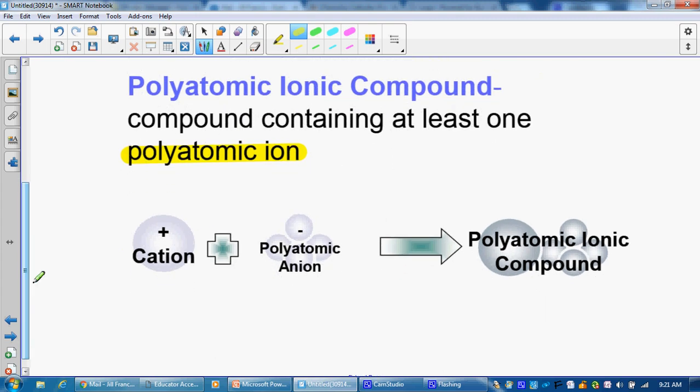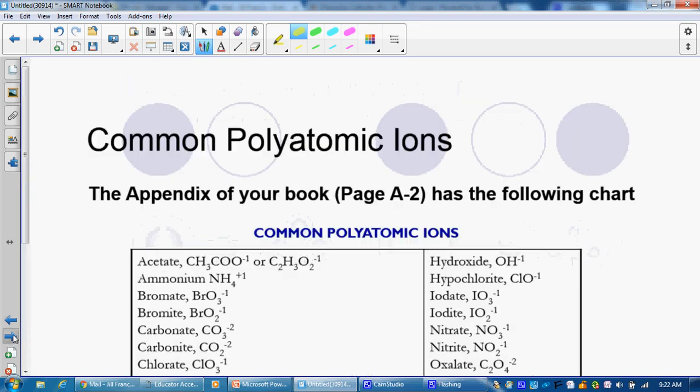Typically with a negative charge, because we've got our metal that's always going to come first. So metal, or the cation, positive charge comes first. Then we have this negatively charged polyatomic ion that has more than one atom in it.